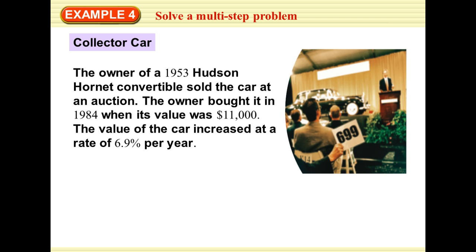The owner bought it in 1984 when its value was $11,000. The value of the car increased at a rate of 6.9% per year. So each year, you'd take 6.9% of the value and add it. Now you have a new value. Then you take another 6.9% the next year, add it to the value, over and over and over again. Well, that gets very tedious to do, especially from 1953 till now.